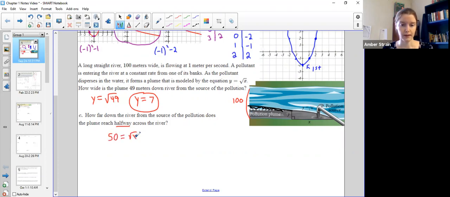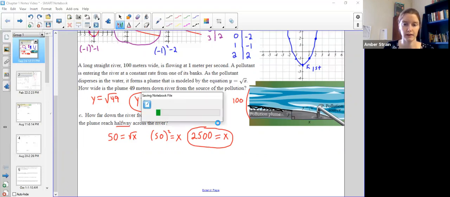So if I replace the letter y with the value of 50, if I needed to solve this for x, I would need to square both sides. And then of course 50 squared is 2,500. So you would have to go 2,500 meters downriver to get 50 meters across. And that should make sense because 49 meters down the river, pretty good ways, only spread out to 7. So you'd have to go a really long ways downriver to get halfway, 50 meters across.